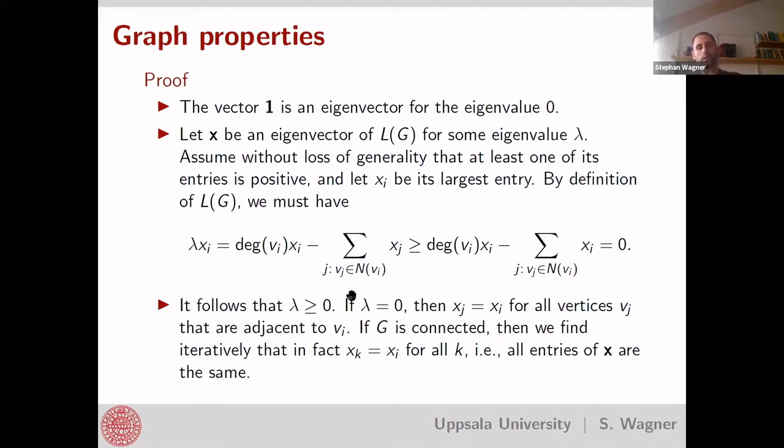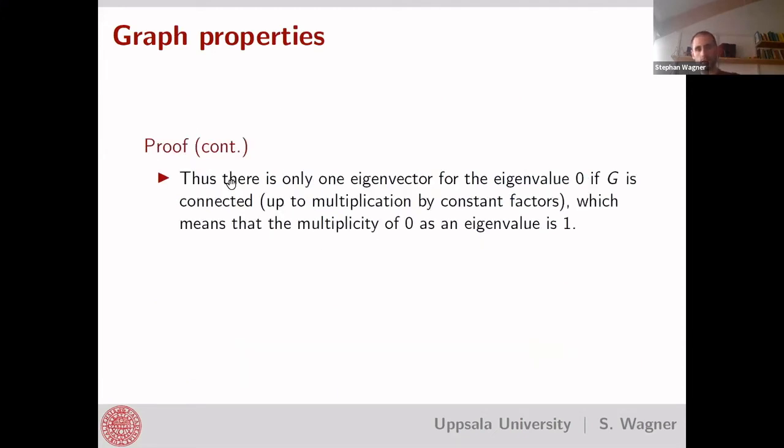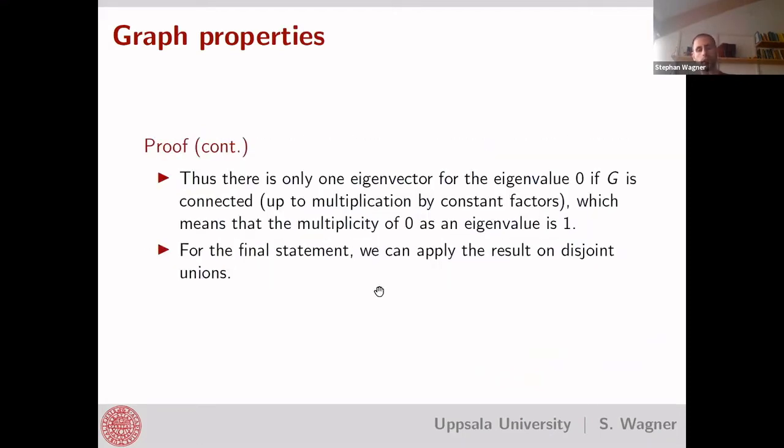So the only eigenvector associated with the eigenvalue 0 is, in fact, 1111 times some constant. So there's only one eigenvector for eigenvalue 0 if G is connected, up to multiplication, which is the vector where all the entries are the same. And so in a connected graph, the multiplicity of 0 is just 1. And for the general case where I have several connected components, I can just apply the result on disjoint unions, because then my graph is the disjoint union of connected components, and the spectra are just added up, or rather, we take the union of the spectrum.